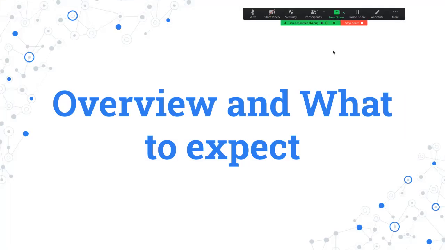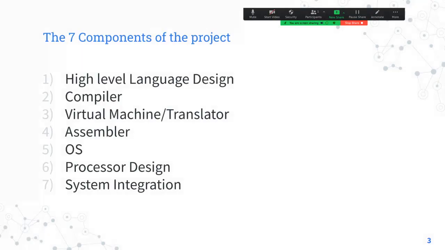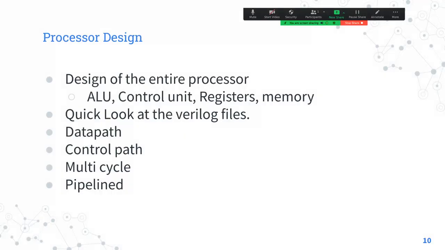Okay, so welcome everyone again to the third part of the introductory video on the CSG project. Till now, we have discussed the first 5 components of the project. Now in this video, we'll be discussing the next two: task 2, processor design, and system integration. As I've been telling, processor design would be something new that you would be doing in this project.